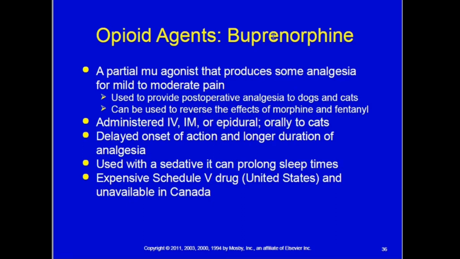Another drug is buprenorphine. It is a partial mu agonist that produces some analgesia for mild to moderate pain. Used to provide post-operative analgesia in animals and humans, it can be used to reverse the effects of morphine and fentanyl. Administered IV, IM or epidurally, orally to cats. There is delayed onset of action and longer duration of analgesia in the case of buprenorphine. Used with a sedative, it can prolong sleep times. Buprenorphine is more expensive than morphine.